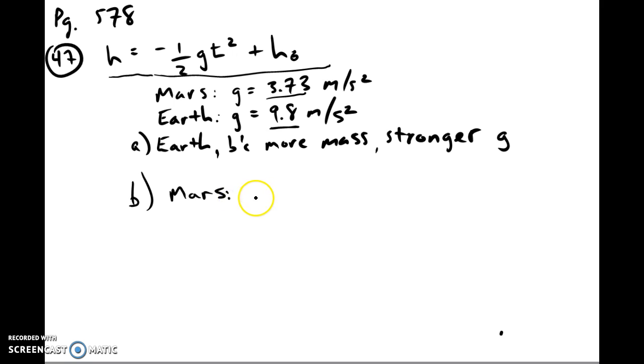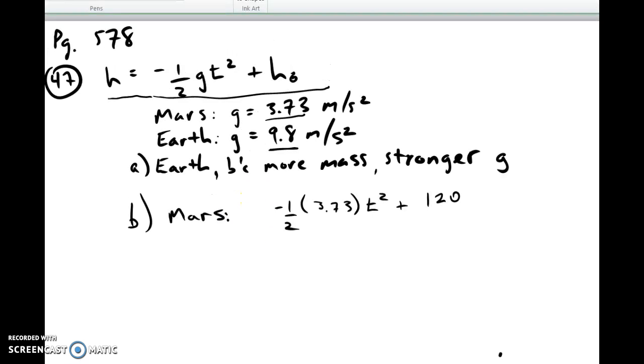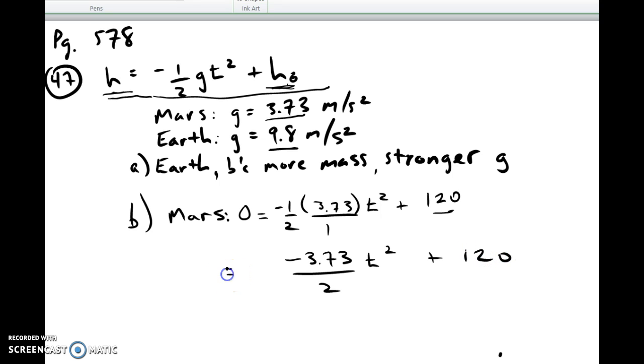So for Mars, you're going to use the formula, and I'm going to put in 120 for the height, because they're dropping it from 120 meters on both planets, and you're just going to compare the times. But for h, that might be where it's a little bit confusing. For h, you're going to put in 0, because you're trying to calculate how long it takes to hit the ground from 120 meters. So we put 0 in here, we multiply, so we've got negative 3.73 over 2, t squared, plus 120, or you could have divided the 2, is equal to 0.